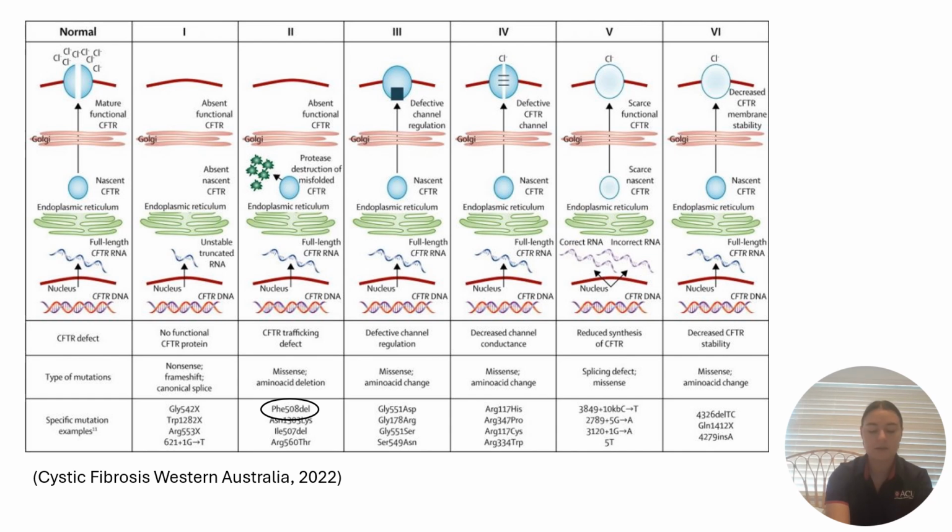The effect of this mutation is that the CFTR protein is misfolded and retained in the endoplasmic reticulum and subsequently degraded. The required approach for this class of mutation would be to correct the protein folding. Other examples of the classes' effects include no CFTR being produced, impaired CFTR channel regulation and opening, reduced conduction across the channel, reduced synthesis of CFTR, and decreased CFTR stability.